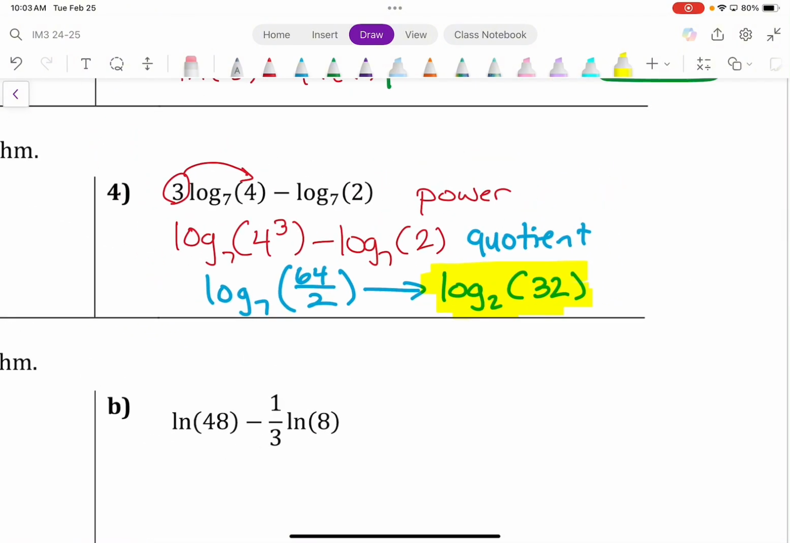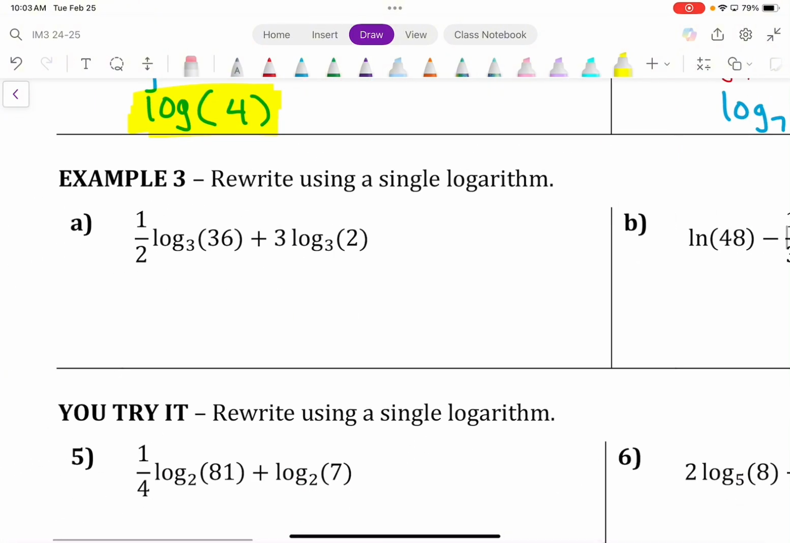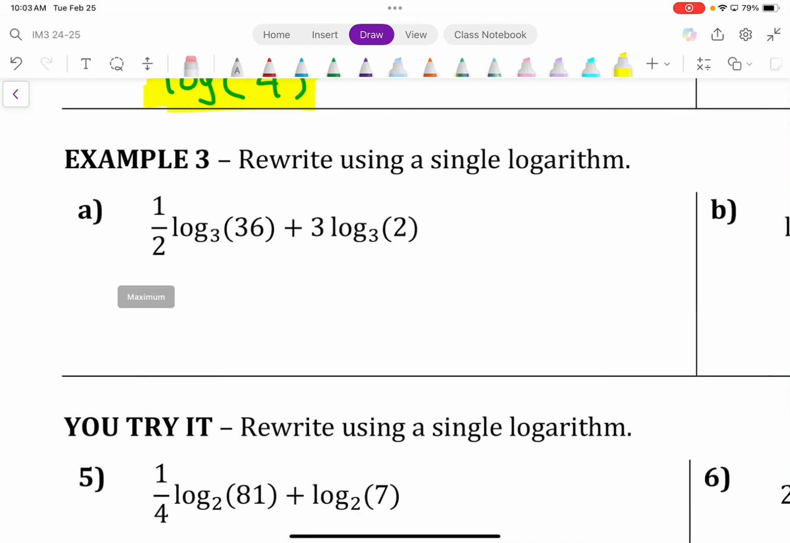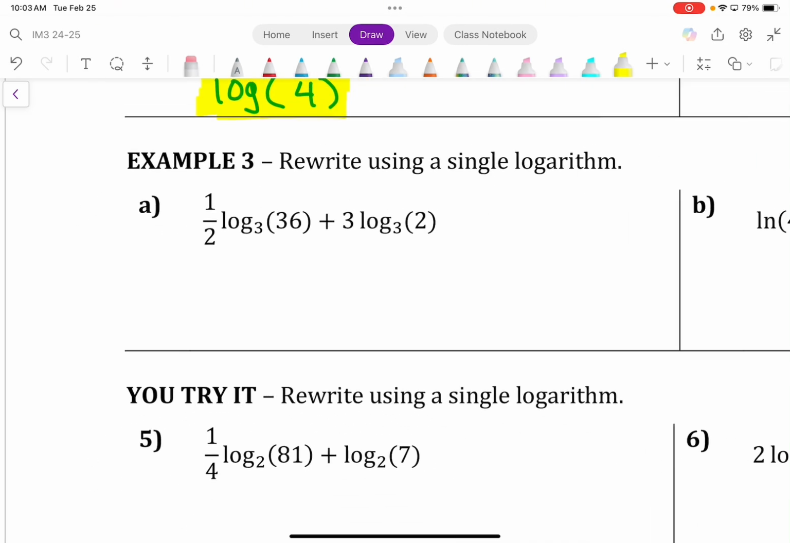All right, there is one more example I'll show you. Then I'll give you some time to do some work on your own. All right, example 3. Let's make it just slightly more challenging at this point. 1/2 log base 3 of 36 plus 3 log base 3 of 2.